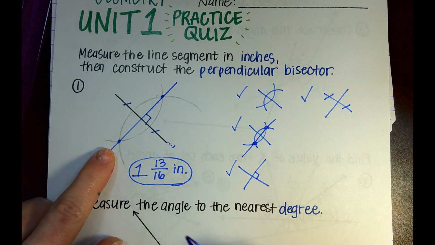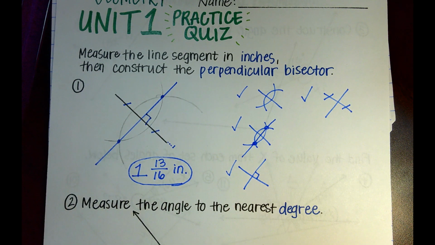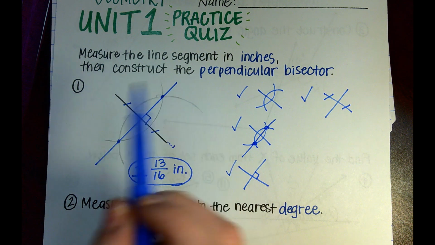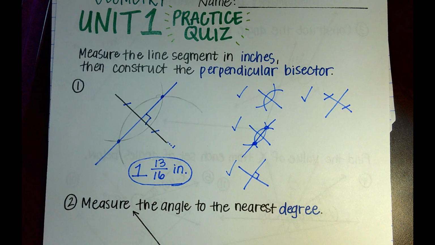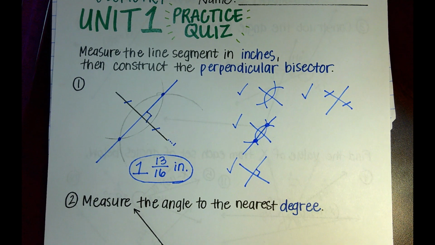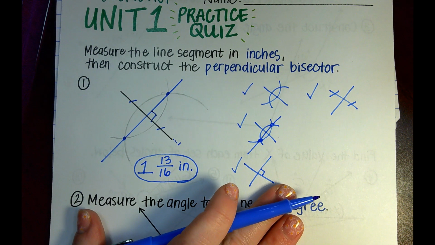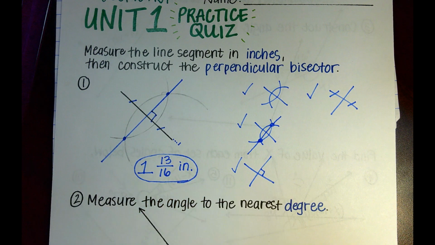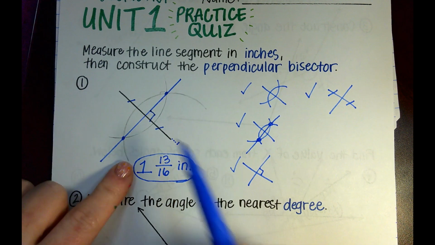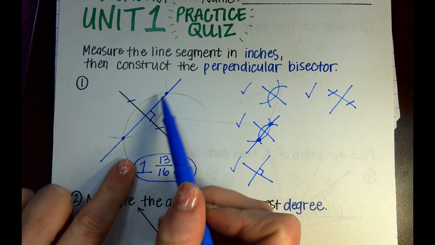Now, I guess you could use your protractor to make sure it's perpendicular, but the point of the construction is that we don't need the protractor. My gosh, I can't keep those words straight. It's doing it just with the compass. So, yes, it is important to have both intersections.